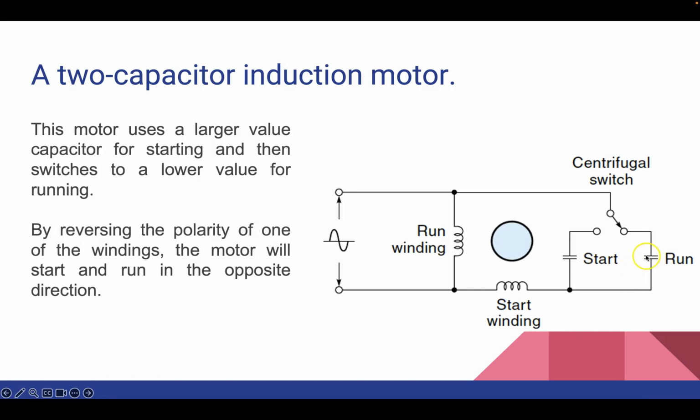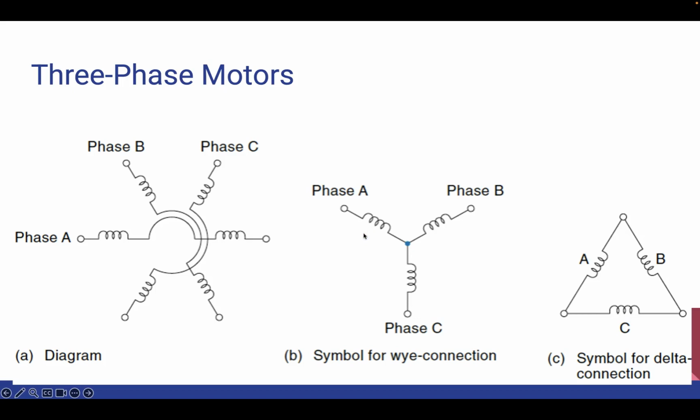So two capacitor motors enjoy the same performance benefit as the permanent split capacitor motor that we saw earlier, because the run capacitor introduces some phase shift which more closely approximates a rotating field. All single-phase motors that we have discussed so far will start off running in the same direction with each power up, and by reversing the polarity of one of the windings, the motor will start running in the opposite direction.